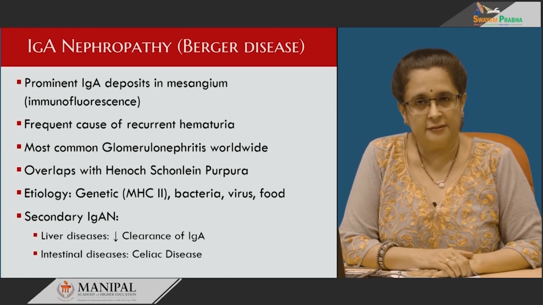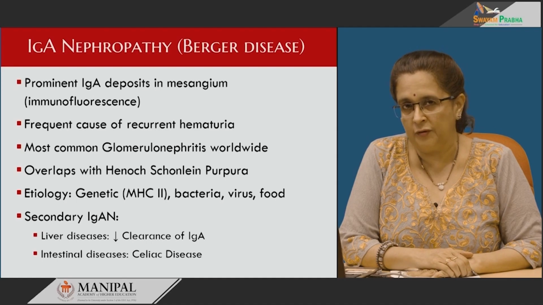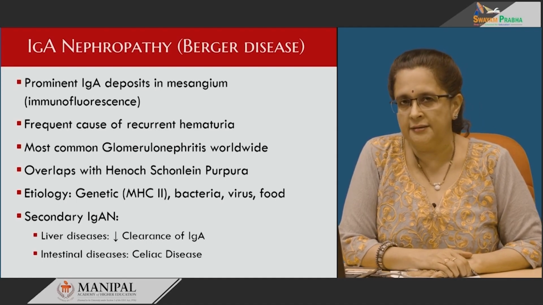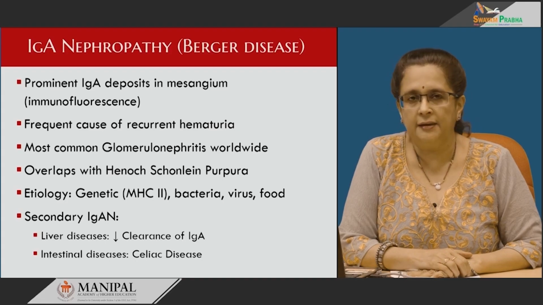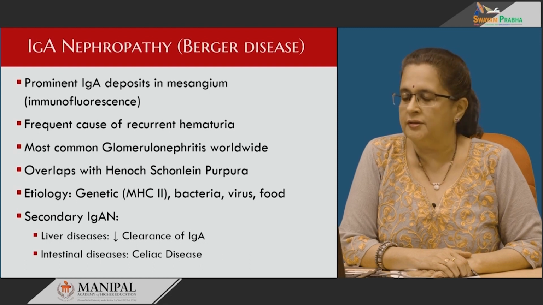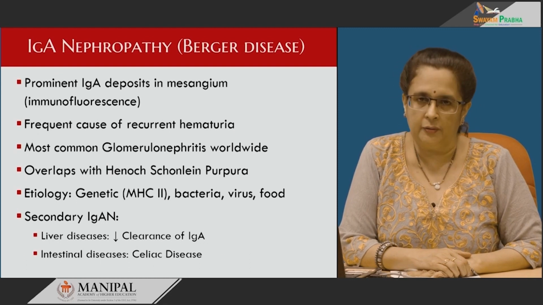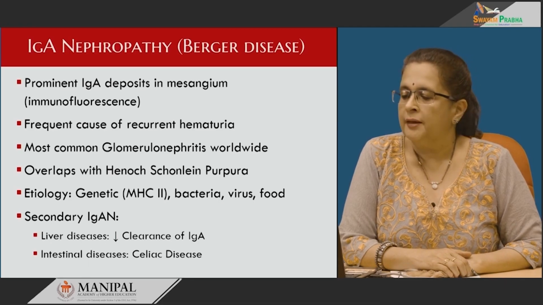In liver diseases, it is because catabolism of polymeric forms of IgA usually occurs in the liver, and in these cases it is reduced. In intestinal disease, there are mucosal abnormalities which may give rise to this IgA nephropathy. It is just theory right now, and it has not been definitively proved.